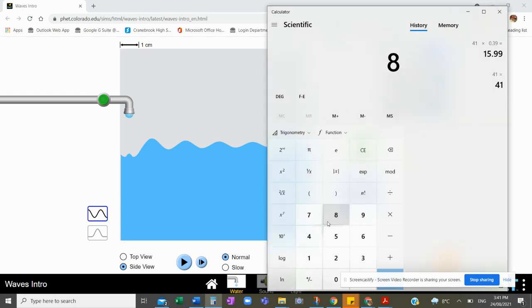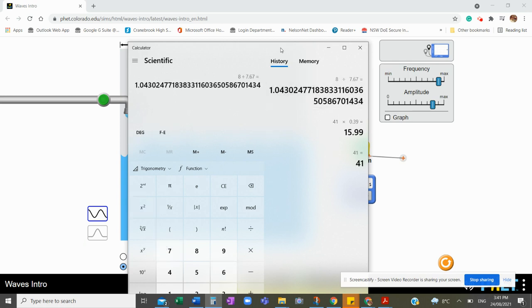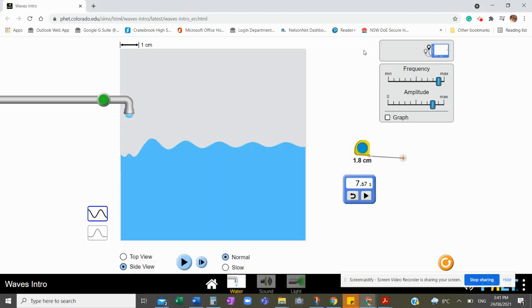We look at the number, 8 divided by 7.67. And it says about 1.04. So maybe my measuring is not so great. Oh, sorry, and that would then tell you the frequency. That's what I'm measuring. Okay, so that tells me the time period, and that then tells me the frequency. Okay, so let's stop there and let's go back to our table.